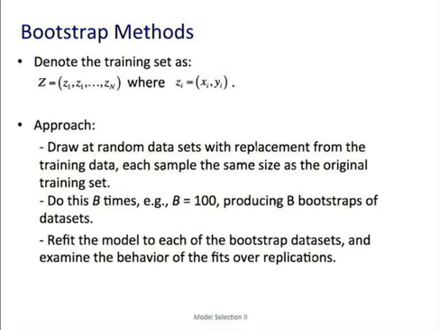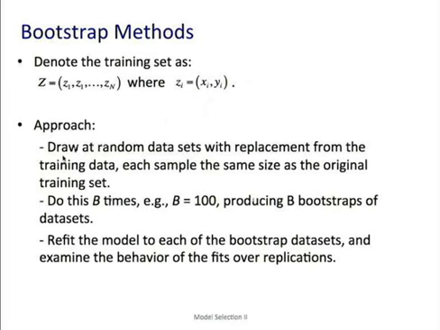We're going to denote the training set as Z, where Z is the pair x_i and y_i. x_i can be many x's, okay? The approach is very natural. It's a resampling technique. It's really easy to understand. I think that's why people like it so much.